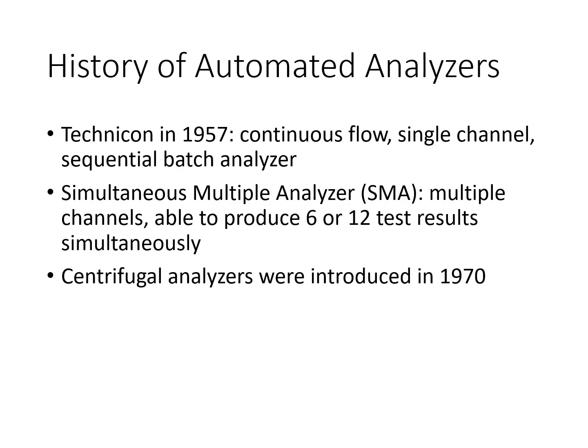So, back in 1957, there was a Technicon. It was a continuous flow analyzer that had a single channel, and it ran samples in a sequential batch processing. Then we moved on to the simultaneous multiple analyzer that was able to do multiple channels, and it was capable of producing 6 or 12 test results simultaneously. And then in the 1970s, the centrifugal analyzers were introduced, and that used centrifugation to help aid in analysis.